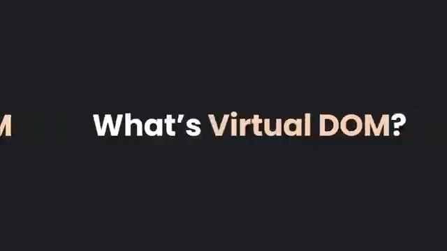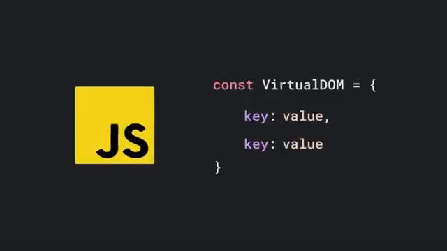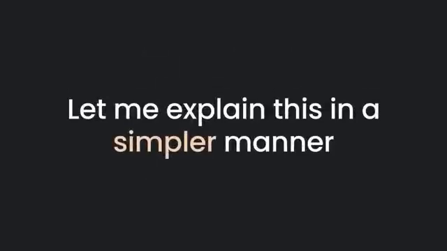So what's virtual DOM? A virtual DOM is nothing but a JavaScript object. It's a lightweight representation of the DOM. Updating the virtual DOM is much faster than updating the real DOM. Thus, React only updates the section of the page where the change was made, not the entire page, which is super efficient. Let me explain this in a simpler manner.